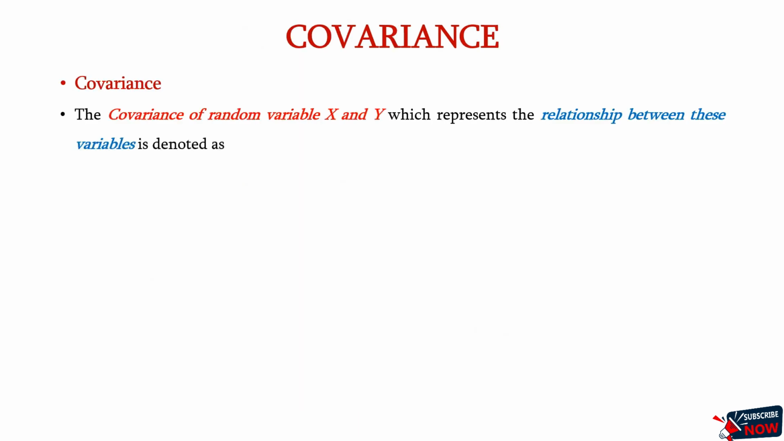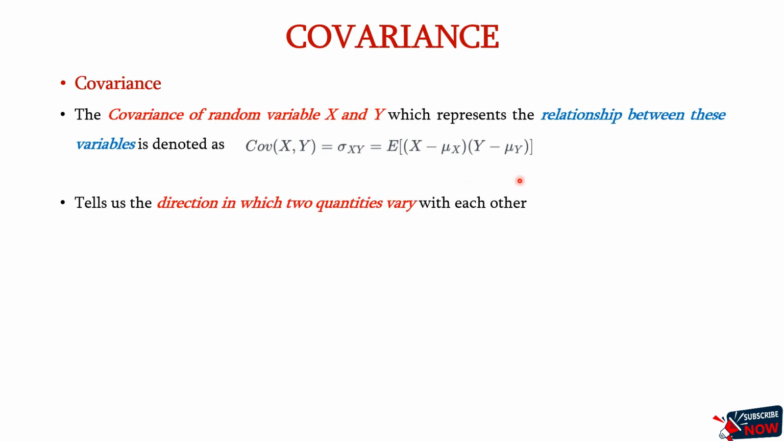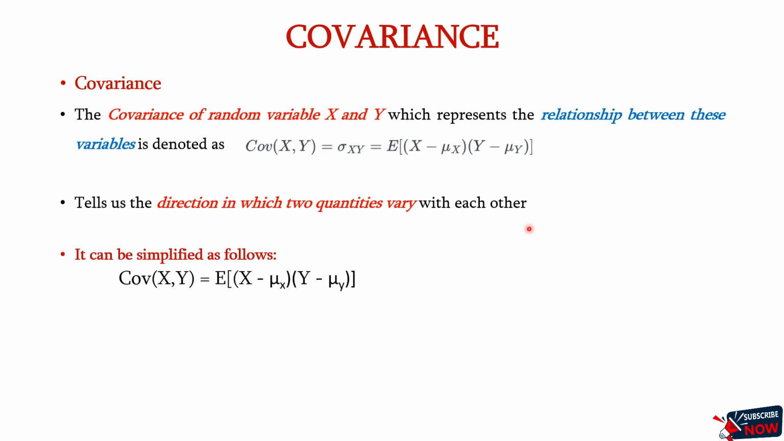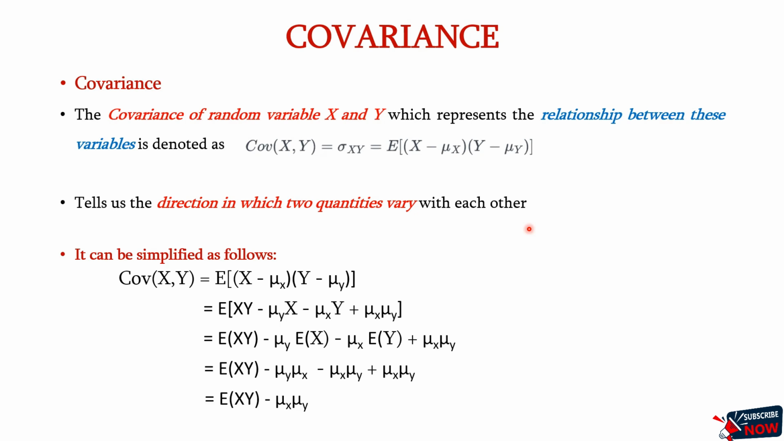Next, covariance. The covariance of random variables x and y, which represents the relationship between these variables, is denoted as E of x minus mu x into y minus mu y. It tells us the direction in which two quantities vary with each other. This can be simplified as shown here. So let us take the formula x minus mu x into y minus mu y. We can multiply these terms and write xy minus mu y x minus mu x y plus mu x mu y.